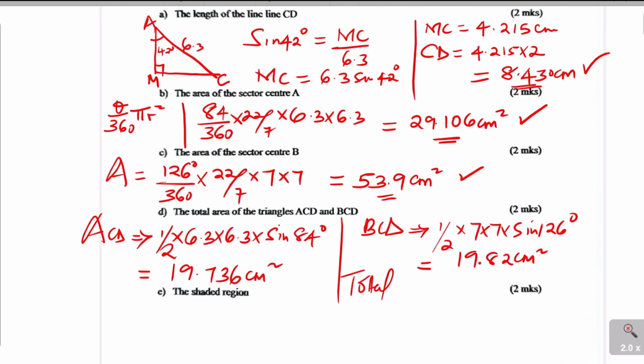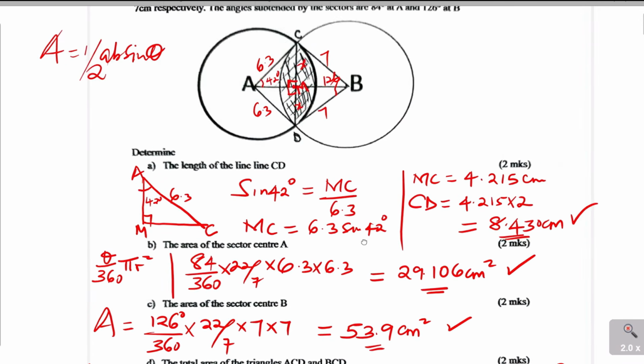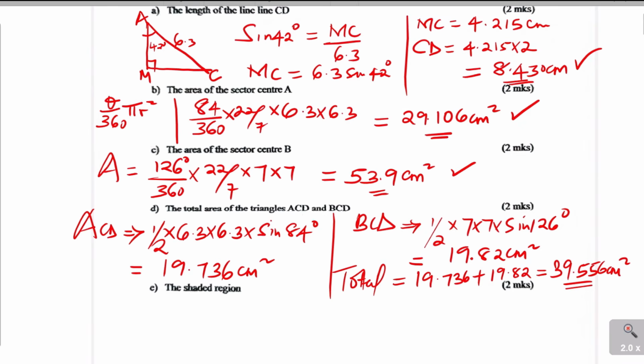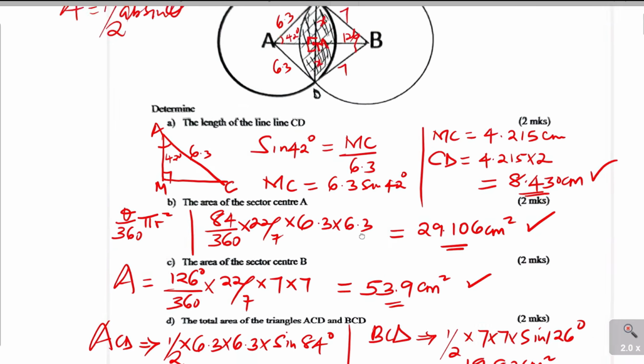So what about the total area? The total area now will be given by, we add the two. So we take 19.736 plus 19.82, and this will give 39.556 centimeters squared. So that is the total area of the two triangles, simply using that formula, half AB sine theta. Now the shaded region, the last question, the area of the shaded region.